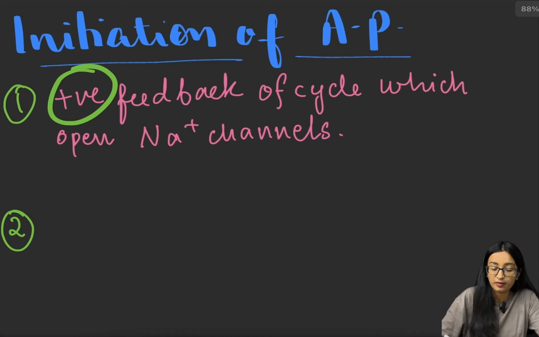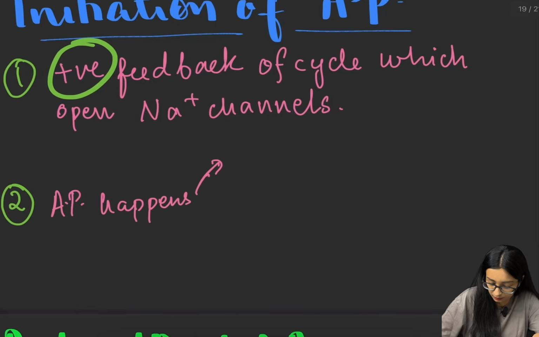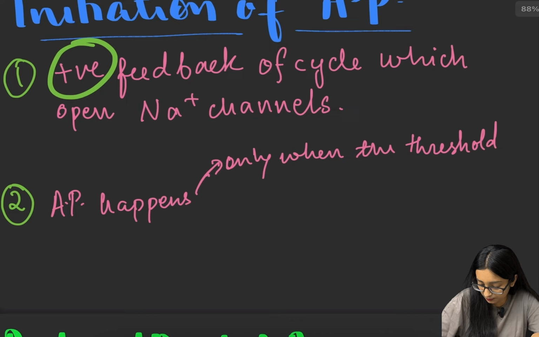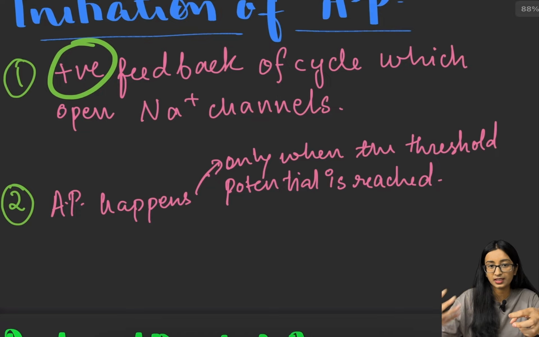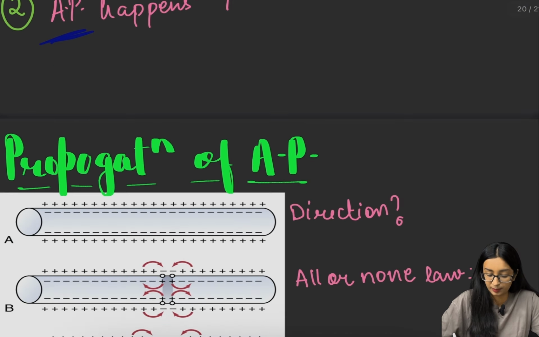And the second is that the action potential will only happen when the threshold potential is reached. It happens when the sodium is coming in and the potassium is not going out. Because we already have the leaky channels, the sodium is coming in right now. That is why there is an increase toward the threshold potential, and hence the action potential takes place.